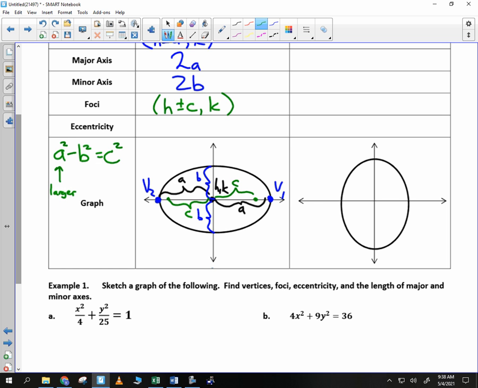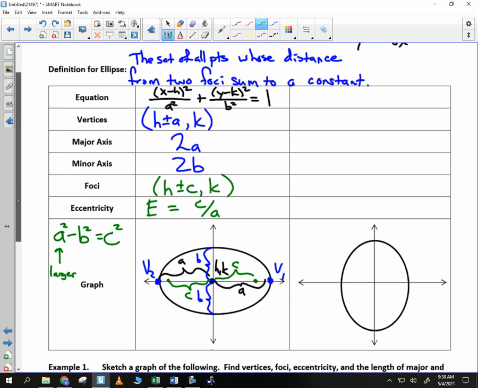Eccentricity is the measure of how stretched it is. And so the eccentricity is equal to your c value divided by your a value. And that measures how stretched it is. That's something that, when we talk about planetary motion, becomes rather important.